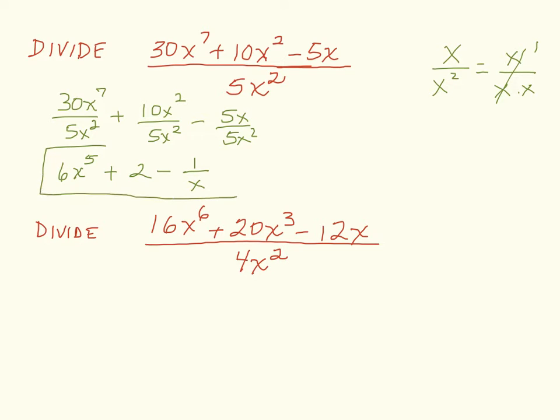So we just divided our trinomial by a monomial. That's a 1 over x. Let's look at the next one.